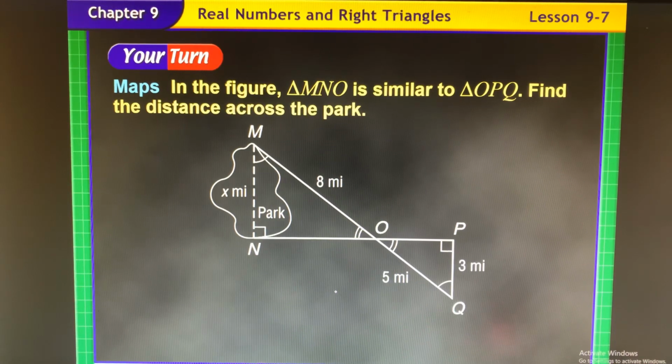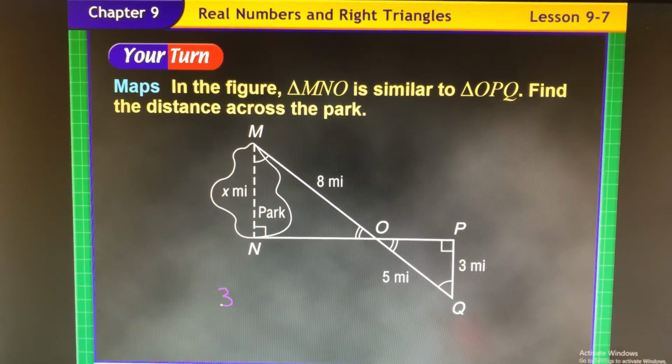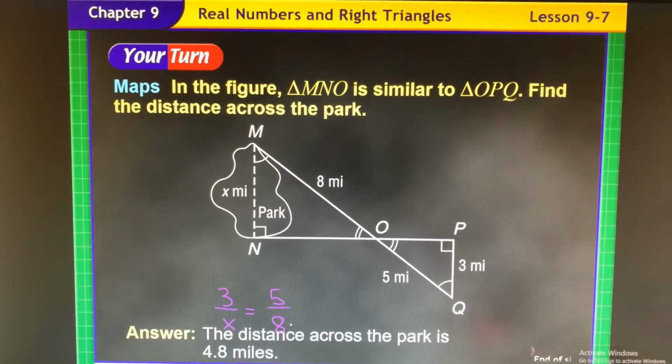Same kind of thing. This time they're measuring the distance across the park. Do the same process. I'm going to do short side to short side. And make sure you go back to the small triangle, because I started with the small triangle. Go back to the small triangle and then to the big triangle, because if you flip anything, you're going to get it wrong. So 8 times 3 is 24, divided by 5 is approximately 4 8/10 of a mile.